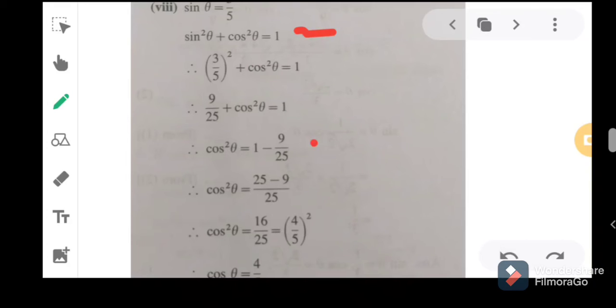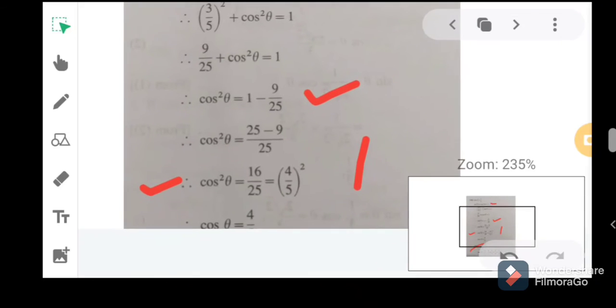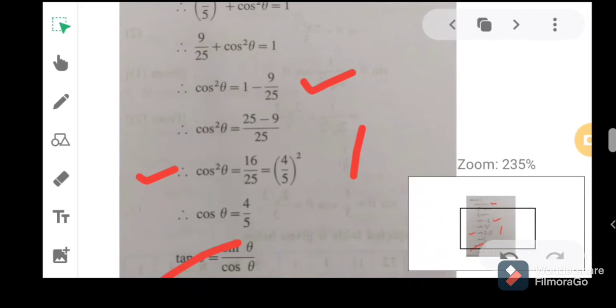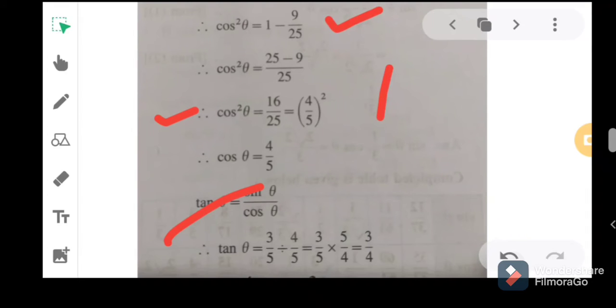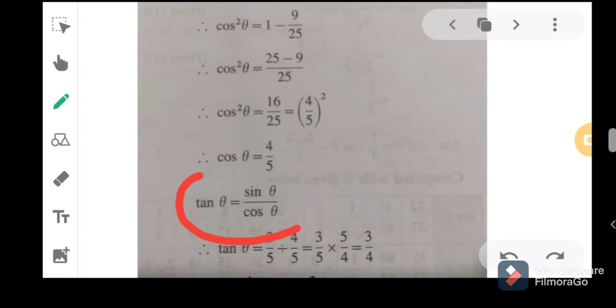Cos square theta equals 1 minus 9 upon 25. 25 minus 9 divided by 25, that is 16 upon 25. Cos square theta equals 16 upon 25. By taking the square root of both sides, what happens? Cos theta equals 4 by 5. Similarly, we find the value of tan theta. We know that sin theta upon cos theta equals tan theta. Substitute the value of sin theta and cos theta.